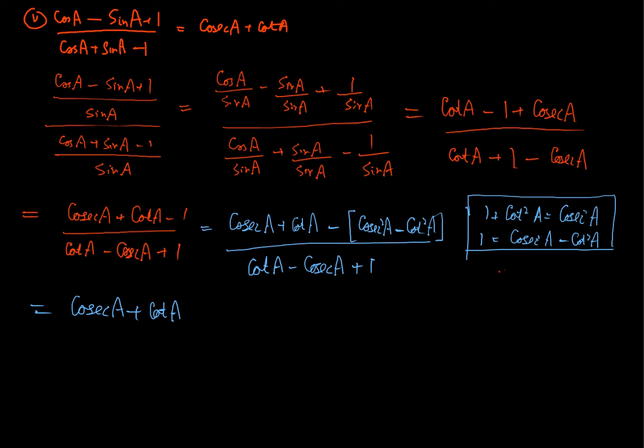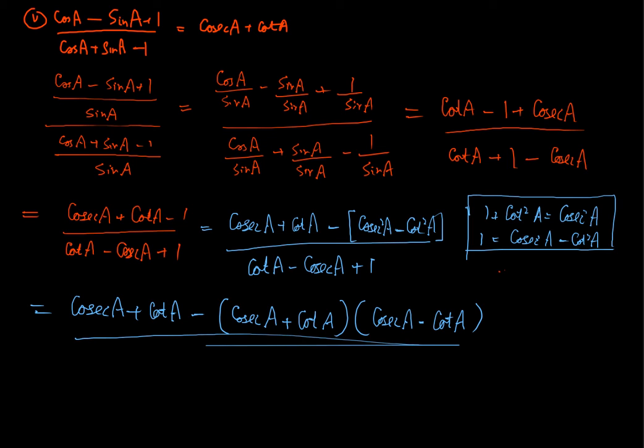Inside this you're having one more formula: cosec square theta minus cot square theta. You're having a squared minus b squared, right? A squared minus b squared is equal to (a plus b) times (a minus b). So I can write it as cosec A plus cot A times cosec A minus cot A. I'm using the formula a square minus b square is equal to a plus b times a minus b. This whole thing divided by cot A minus cosec A plus 1.